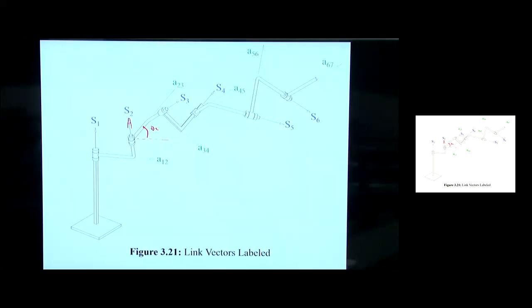So what happens if another person went ahead and pointed their A12 in that direction? If they did that, then their A12 value is going to be the negative of, I'm going to say the first person is the green person.